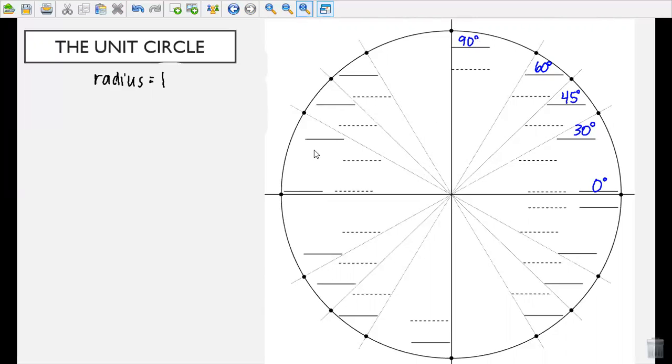Then we're just going to keep counting around in degrees. Just like we did before, we said this was 90 degrees. So if I go another right angle, another 90 degrees, that's going to put me at 180 degrees. And then if I go another 90 degrees, 180 plus 90 is 270. And then another 90 degrees gets me back to 360.